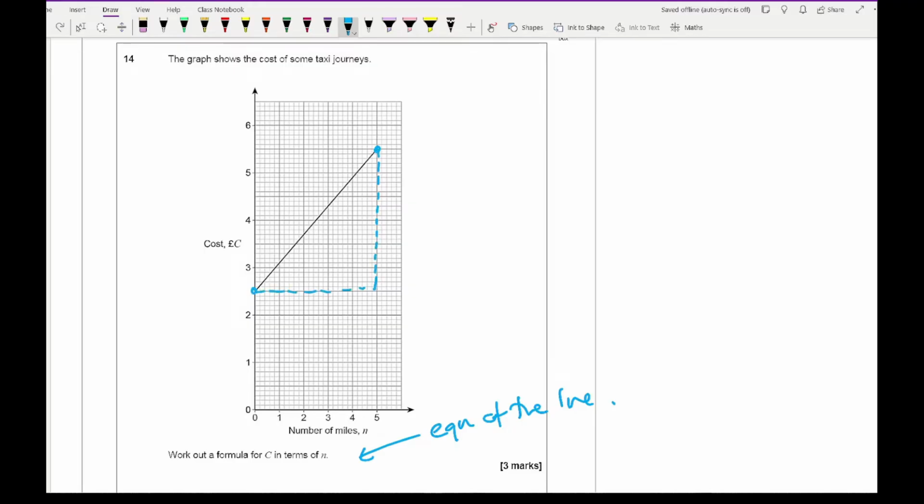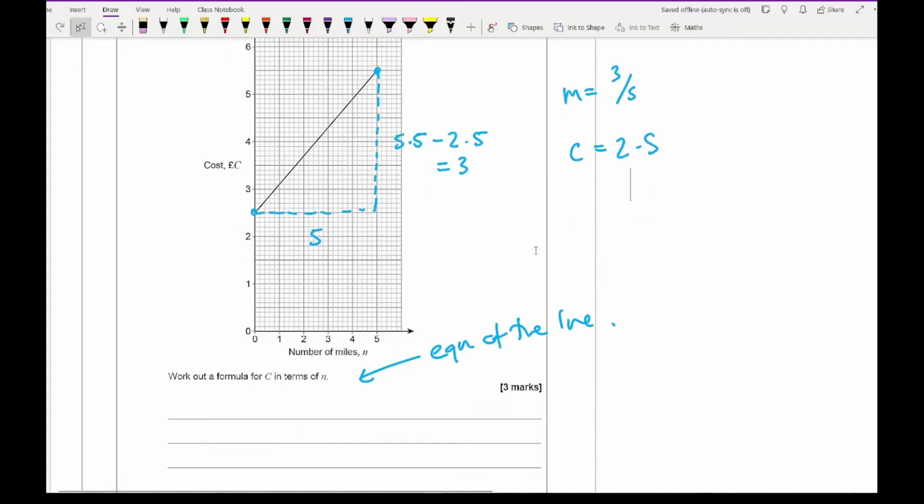So for this, the height is going to be 5.5 minus 2.5, which gives me 3. And looking at it going across, it's going to be 5. So here, my m, or the gradient, is going to be 3 over 5. Now in terms of the c, where it crosses the y-intercept, that's going to be at 2.5. And there I've got my two components to then work out what y equals mx plus c.